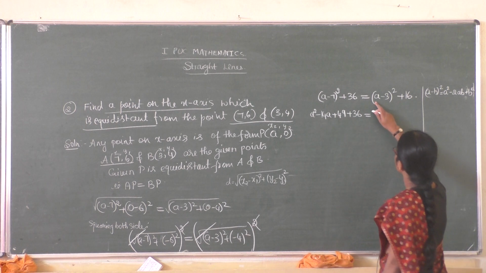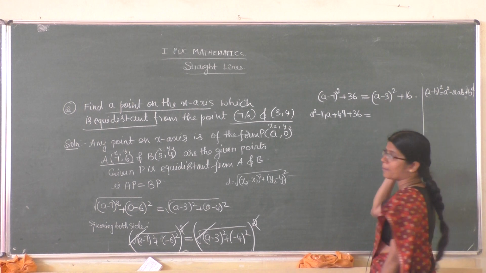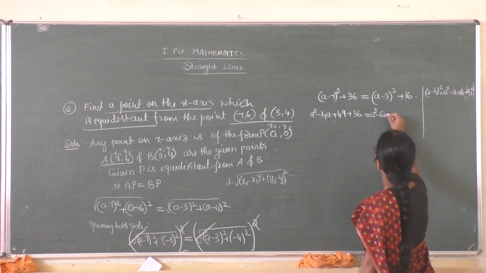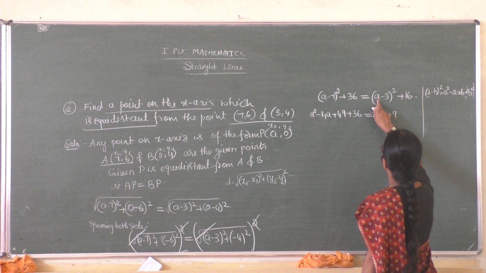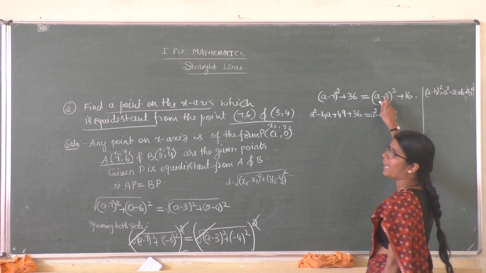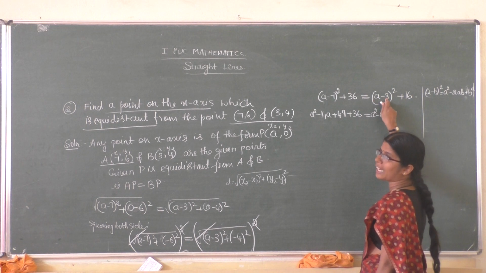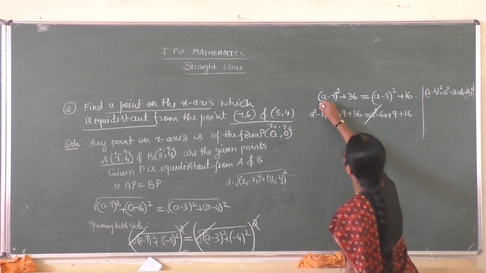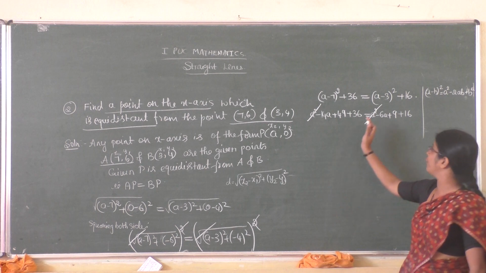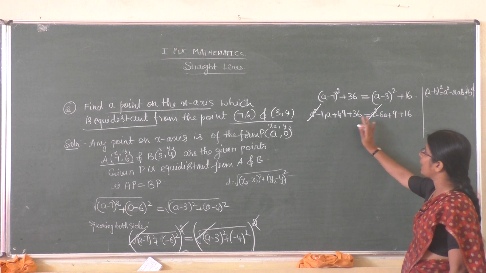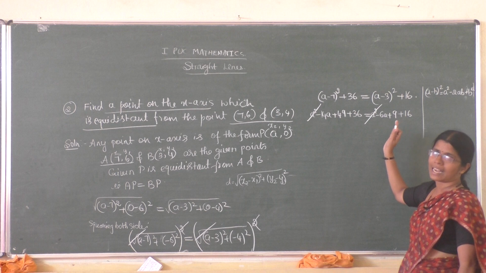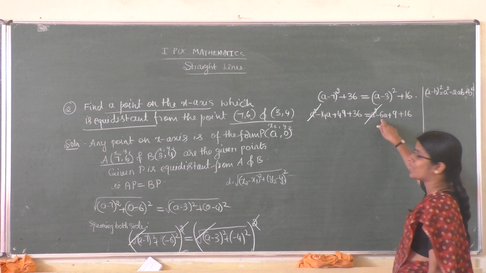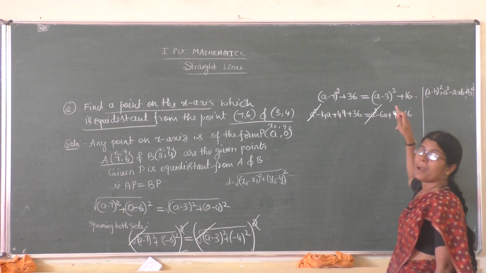Here also the (a minus b) whole square formula. So what do you get? a square minus 6a plus 9. Okay, a square minus 2 into a into b, 2 into 3 is 6a, plus 9 plus 16. So this a square and this a square cancel. Okay, if you have the same term on both sides, then that cancels, because when this term goes to the right side, that becomes a square minus a square.